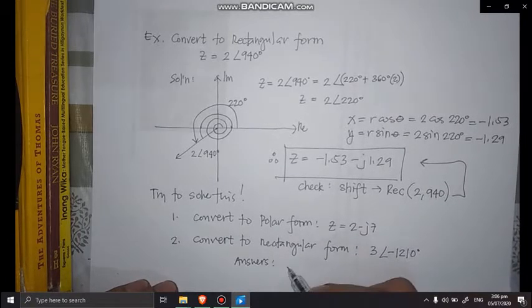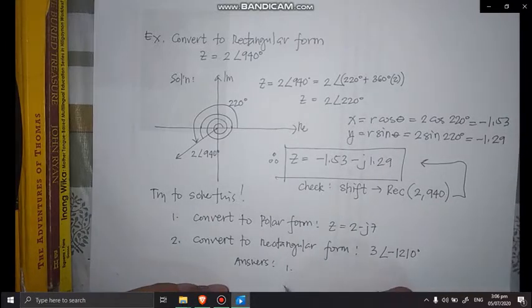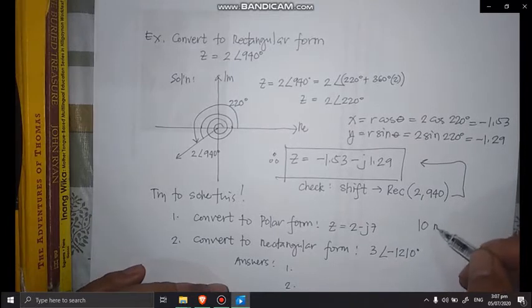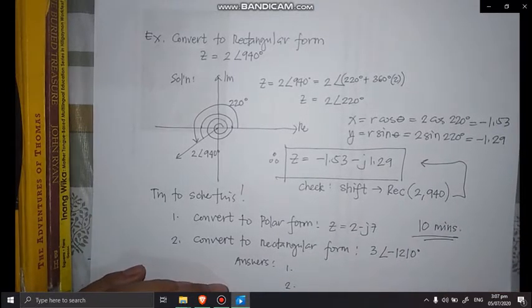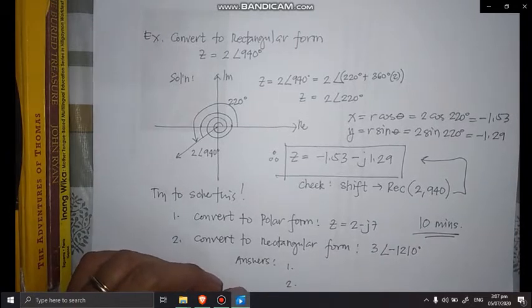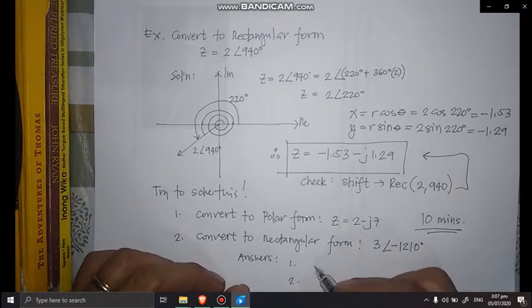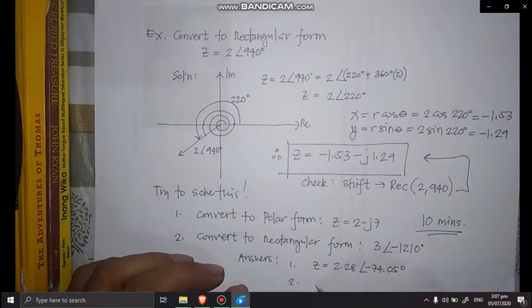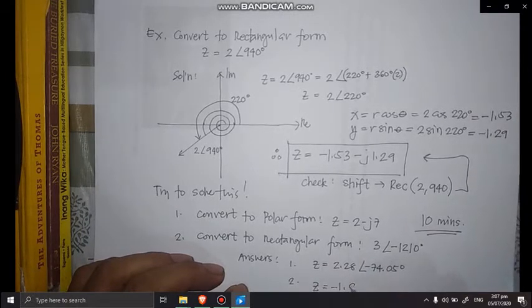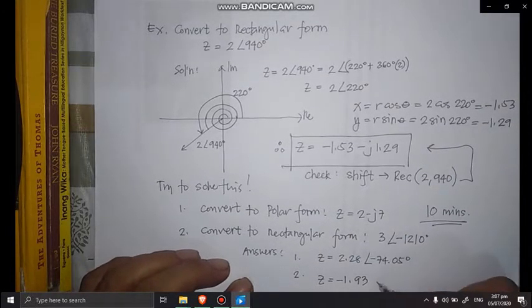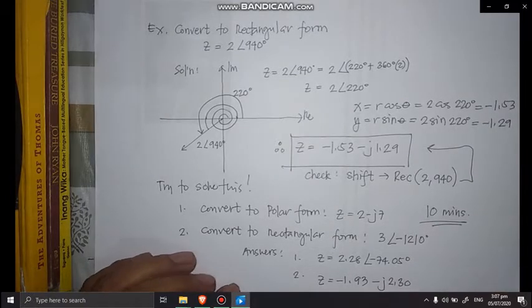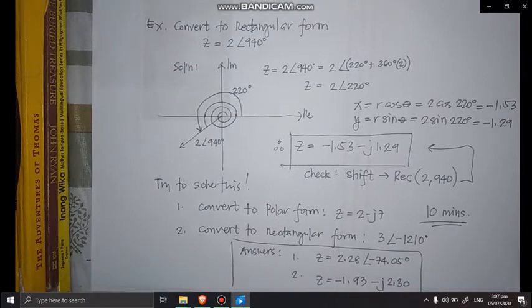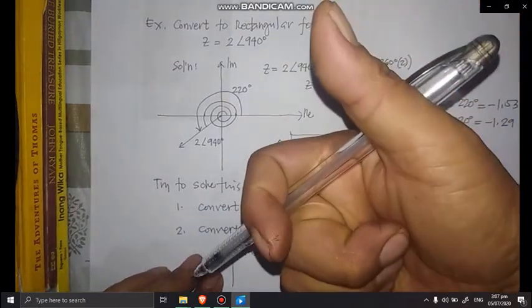Ready? 10 minutes is up. Make sure you have paused the video to solve the problem first. The answer for problem number 1 is 2.28 angle of negative 74.05 degrees. The answer for number 2, z is equal to negative 1.93 minus j2.30. Did you get it right? Are your answers okay? Okay, let's proceed to the next topic.